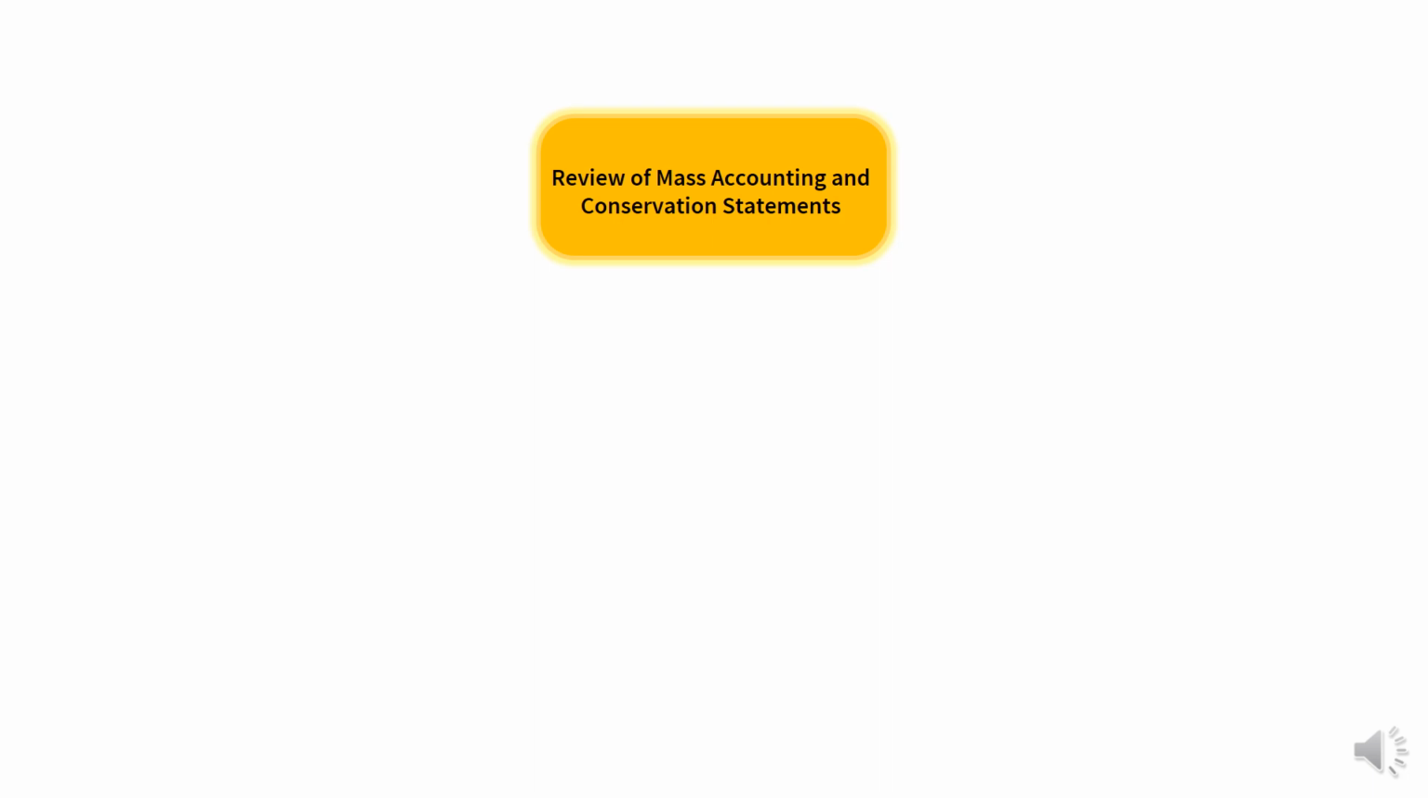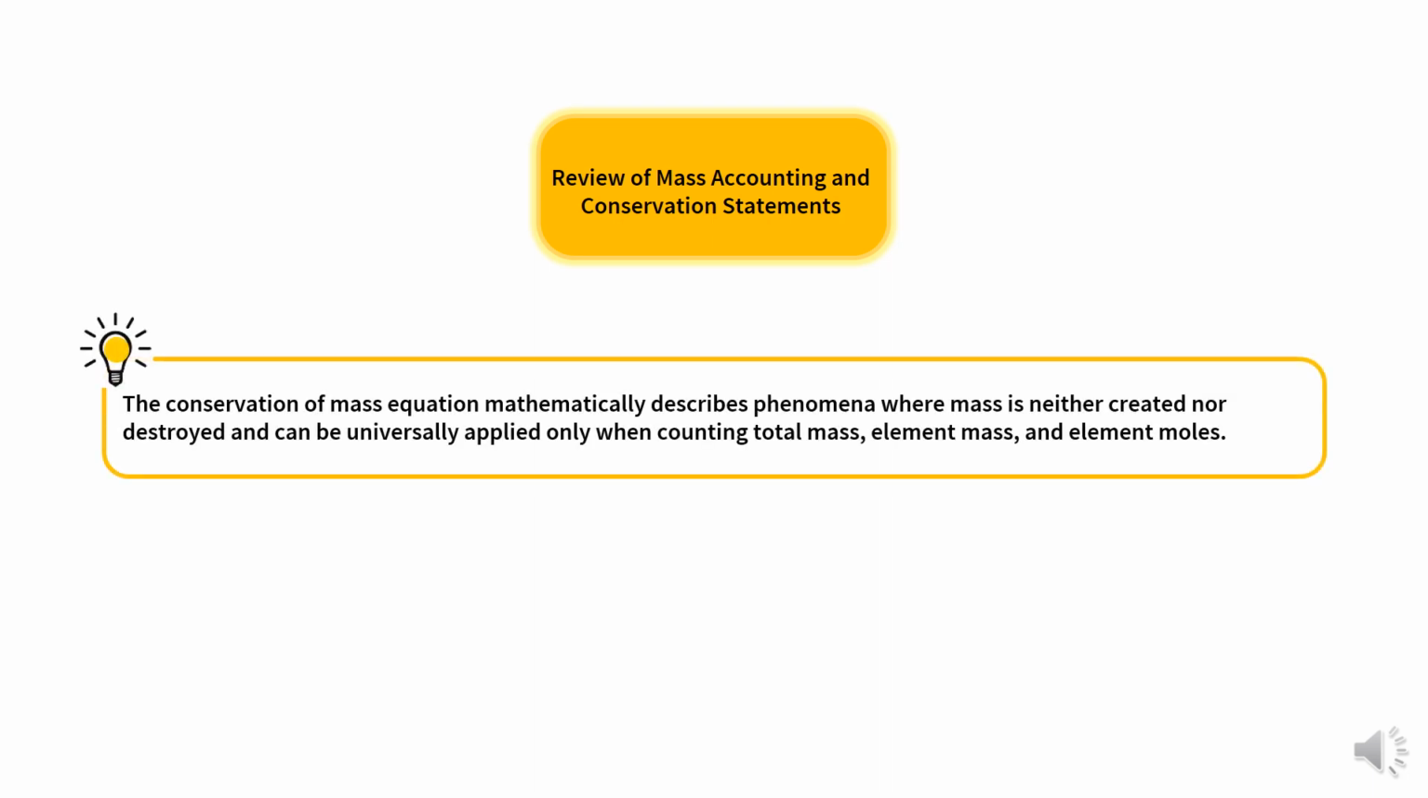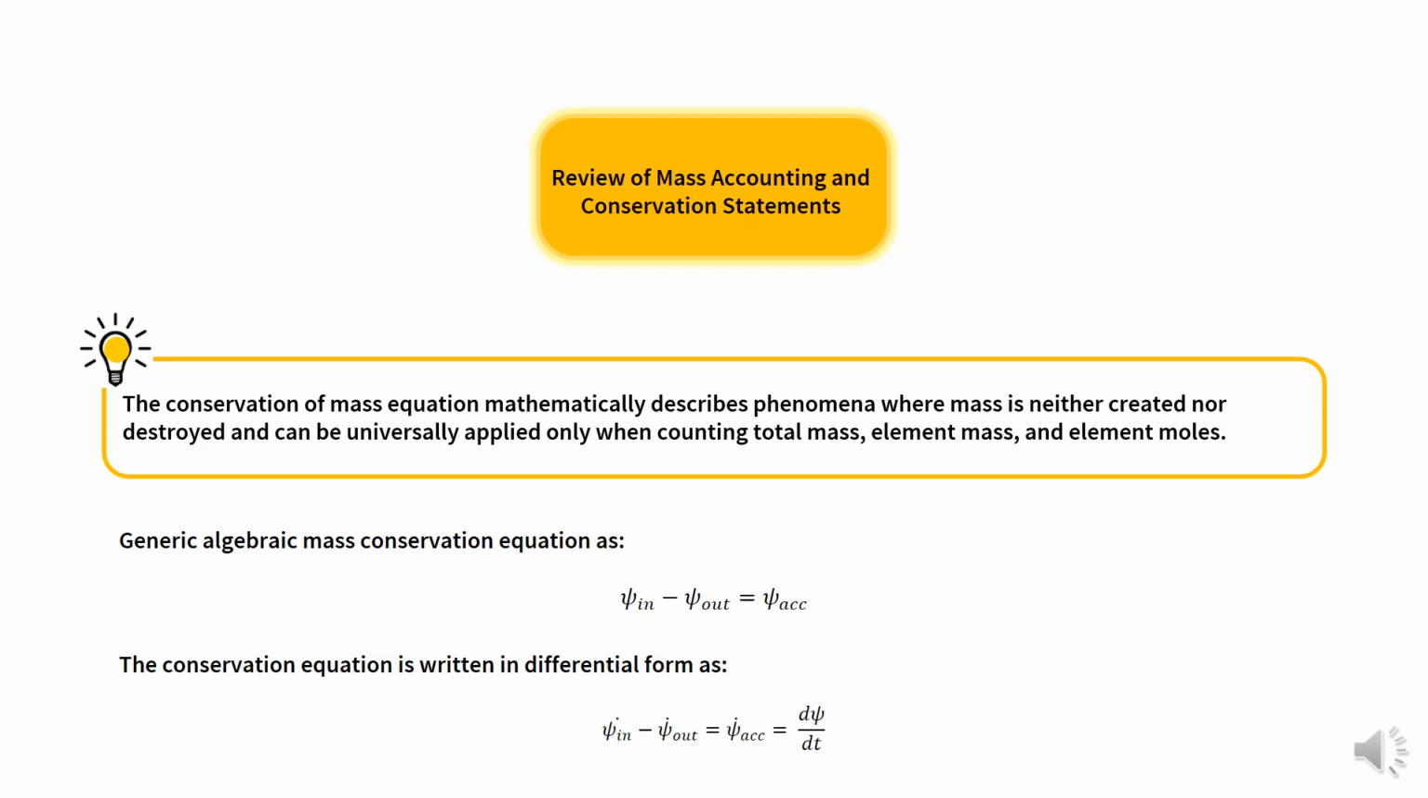Now for the conservation statement. The conservation of mass equation mathematically describes phenomena where mass is neither created nor destroyed. The conservation can be universally applied only when counting total mass, element mass, and also element moles. The generic algebraic mass conservation can be written as psi in minus psi out is equal to the psi accumulation. When the conservation equation is written in differential form, it is described as psi dot in minus psi dot out is equal to the psi dot accumulation.